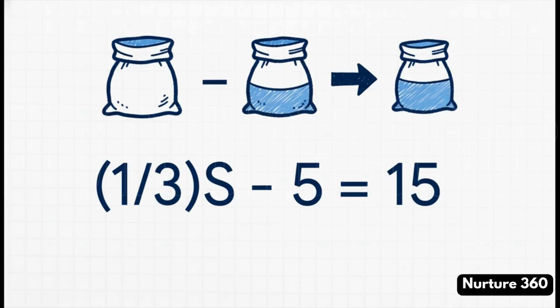And look at that. We're right back in Mission 1 territory. We know exactly how to solve this. First, let's clean it up a bit by combining the S terms. If you have one whole S and you take away 2/3 of an S, you're left with 1/3 of an S. So our equation gets simpler. 1/3 S minus 5 equals 15.